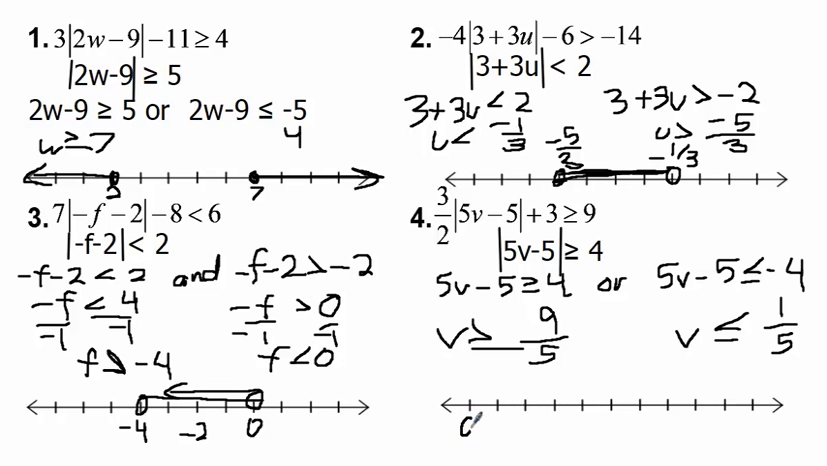So if I want to count this out in fifths, that's perfectly okay. 1 and 2. So 9/5 is going to be here. And that is a closed circle because it is greater than or equal to. 1/5 is here, also a closed circle, and arrow the other way. Okay.